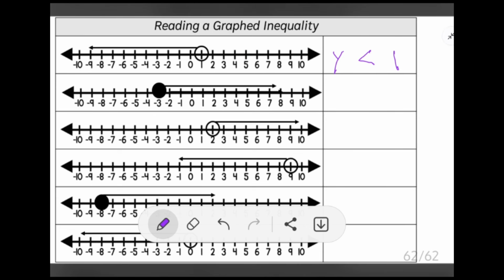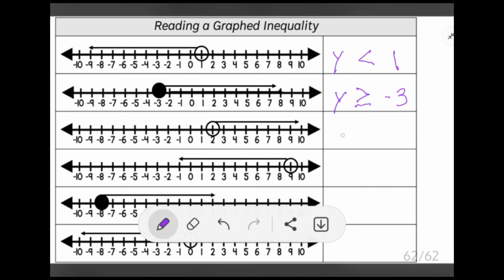Okay, let's read another one. Let's write our variable first. Then we can write our number. Our integer is -3. Then let's look at where the arrow is going. Is it going to the right or left? This one is going to the right, indicating that our solutions are greater than. The circle is closed, meaning that -3 is also a solution. So this is an or equal to. So the inequality that matches this graph is y is greater than or equal to -3.